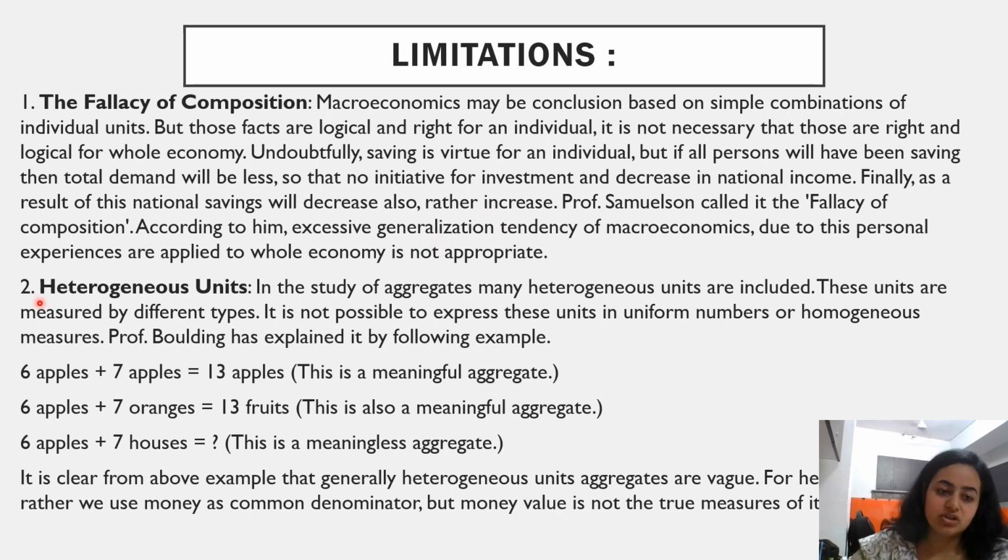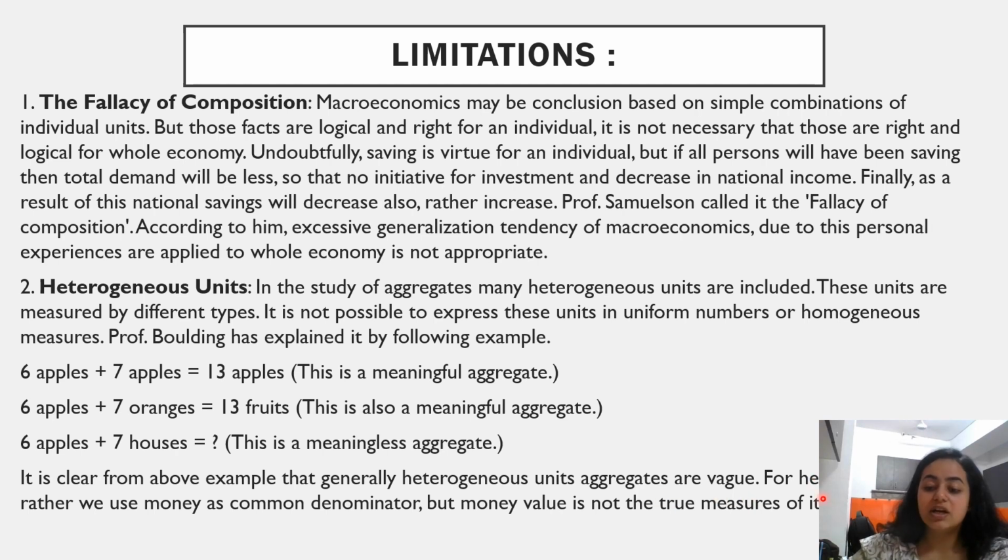The second limitation is heterogeneous units. In the study of aggregates, many heterogeneous units are included. These units are measured by different types. It is not possible to express these units in uniform or homogeneous numbers. For example, 6 apples plus 7 apples is equal to 13 apples. This is a meaningful aggregate. 6 apples plus 7 oranges equal to 13 fruits. This is also a meaningful aggregate. But 6 apples plus 7 houses is not of the same category, so this is not a meaningful aggregate. It is clear from the above example that aggregates of heterogeneous units are generally vague.